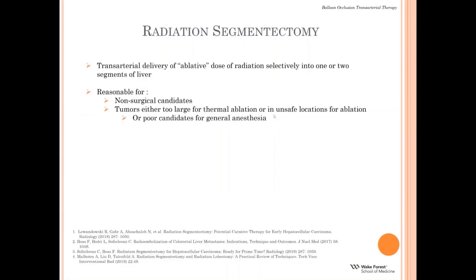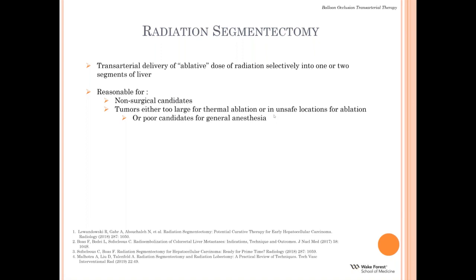Now, the classic example of utilizing transarterial therapies with curative intent is radiation segmentectomy. And this has been around close to a decade now, and it's classically been defined as transarterial delivery of an ablative dose of radiation selectively into one or two segments of liver. And this technique has basically been developed using end-hole catheters and glass microspheres. However, with balloon occlusion microcatheters, we're now able to use this technique with resin microspheres also, or even extended shelf life glass microspheres, which may be more embolic and therefore may not allow us to do radiation segmentectomy with an end-hole catheter.